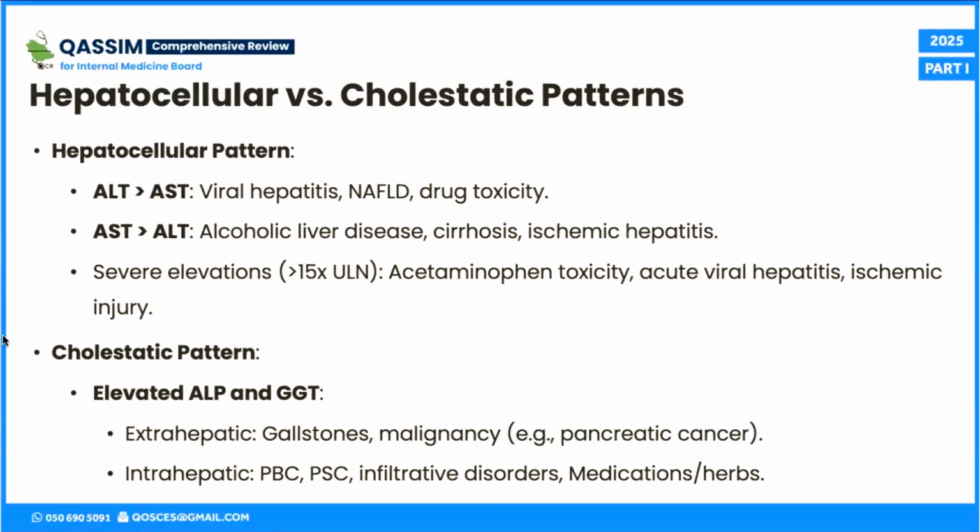If the ALT is more than AST, think about viral hepatitis, NAFLD, and drug toxicity. If the AST is more than ALT, you think about alcoholic liver disease, ischemic hepatitis. We will talk about severe elevations in the next few slides.